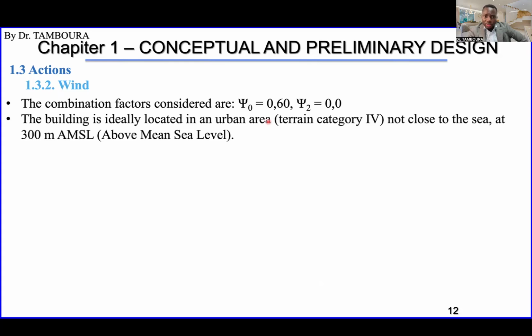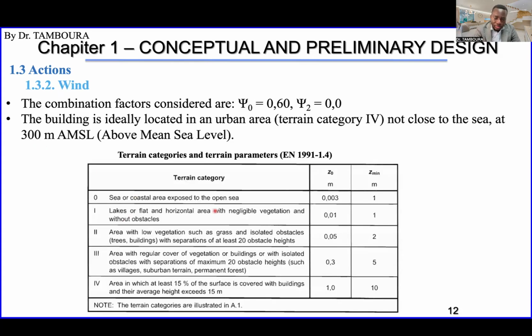Next, in the case of wind, as I said, you need to consider the type of area where your building is located. In our case, in the previous video, the previous lesson, we said it was in terrain category 4, and it is not close to the sea, and it is at 300 meters above sea level. So if you go to Eurocode 1, you will find this kind of table giving you the terrain category.